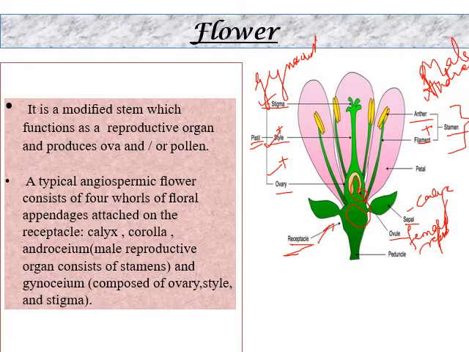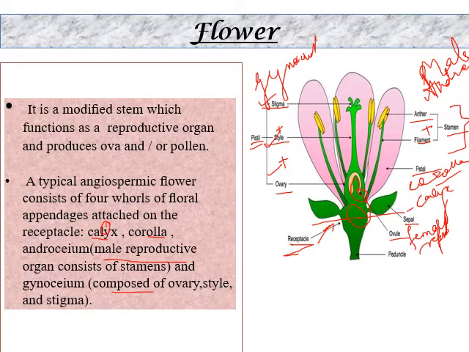So this was all about a typical angiospermic flower, and it consists of what? Four whorls of floral appendages, and those floral appendages are calyx, corolla, and the male reproductive part, which I have already told you is the stamen, and the female reproductive part. The first whorl is the calyx, present at the base here. If we talk about the corolla, the petal refers to the corolla, the most attractive part of the flower through which pollinators are attracted. The petal refers to corolla, and sepal to calyx.